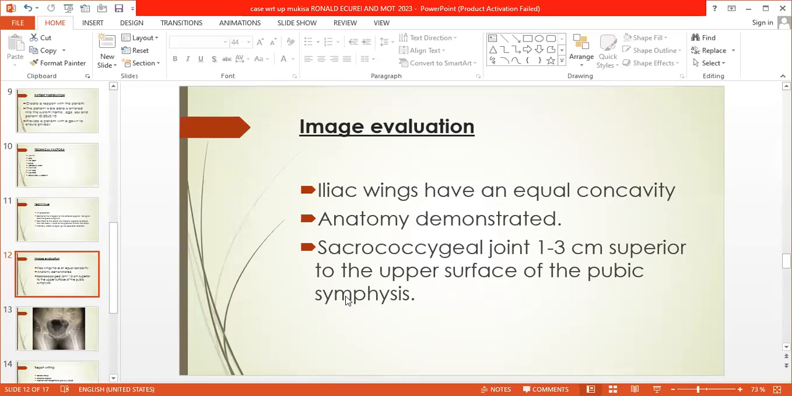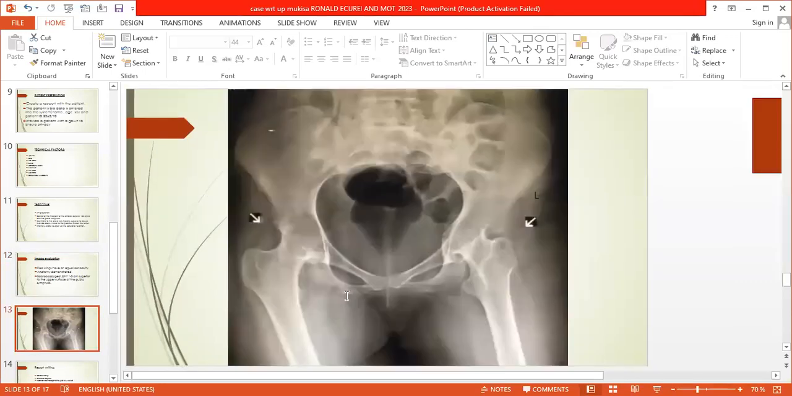The sacrococcygeal joints, 1 to 3 centimeters superior to the upper surface of the pubic symphysis, should all be visualized. So this is our radiograph, and this radiograph is showing the fusion, ankylosis, clearly shown here.